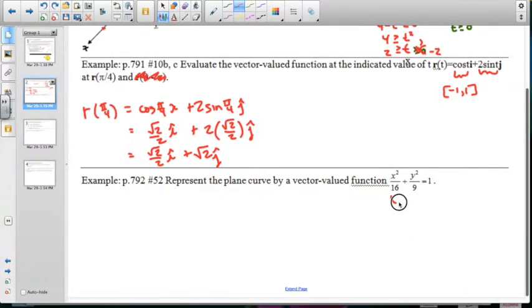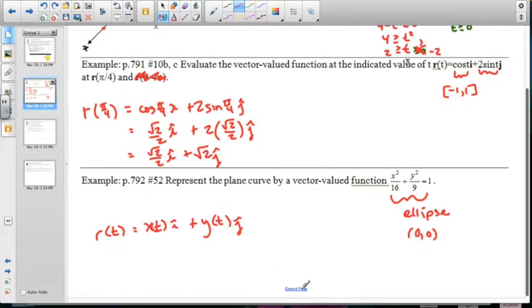And then if we take a look at this function here, we see the characteristic form of an ellipse. We've got denominators that are not the same. And we know that the center is 0, 0. And we want to represent this by a vector valued function. So we want to represent this somehow in a parametric term where we have an x of t i component and a y of t j component is kind of what we're going for here.